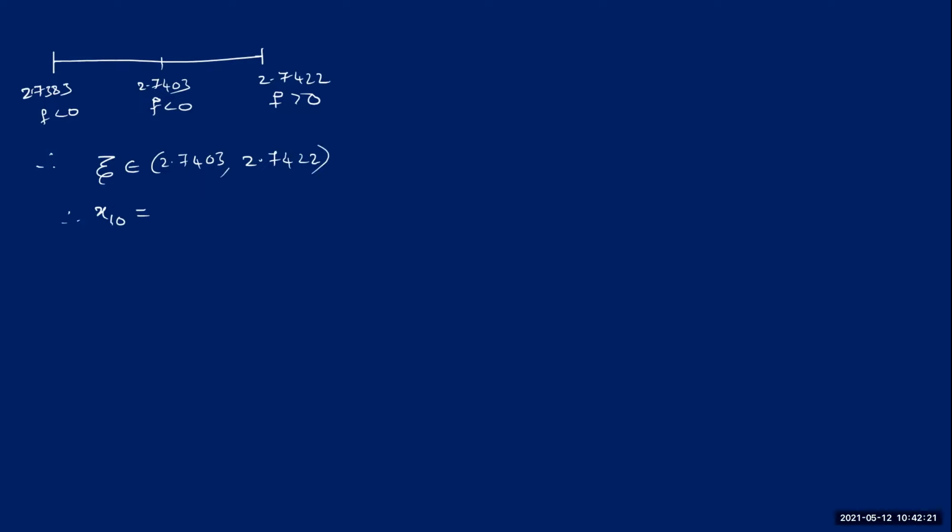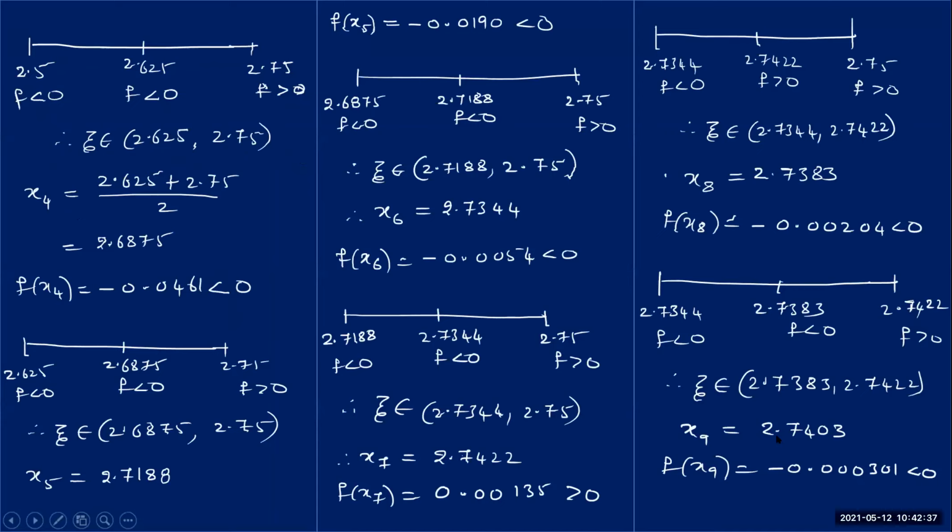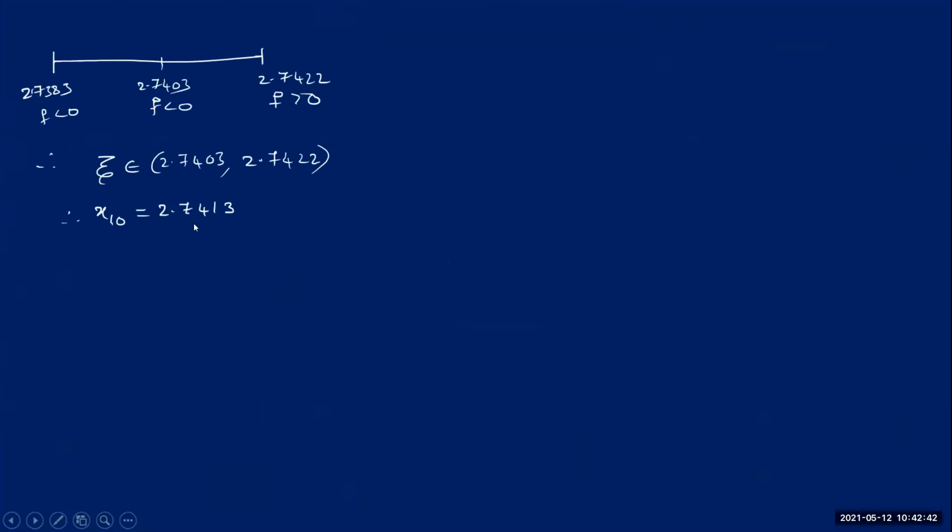2.7403, and see, I'm getting it as 2.74125. So I'm taking it as 2.7413. See, after getting x10, I'm just comparing this with x9. See, x9 is 2.7403. And here in x10, it is 2.7413. So now I got 2 decimal accuracy at x10. So I'm just continuing it further to get at least 3 decimal accuracy.